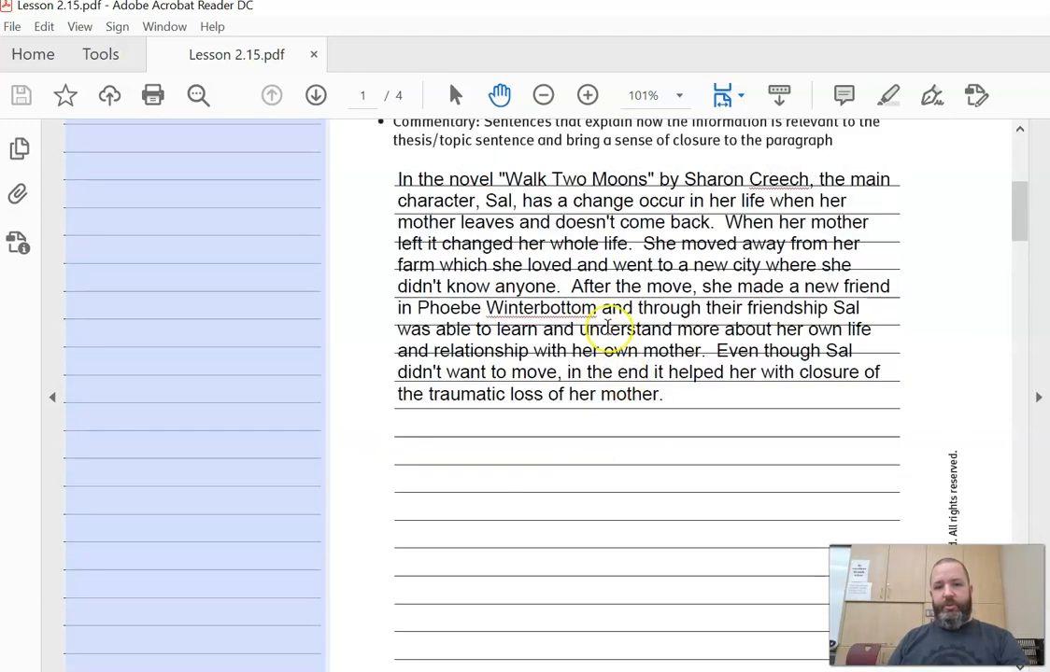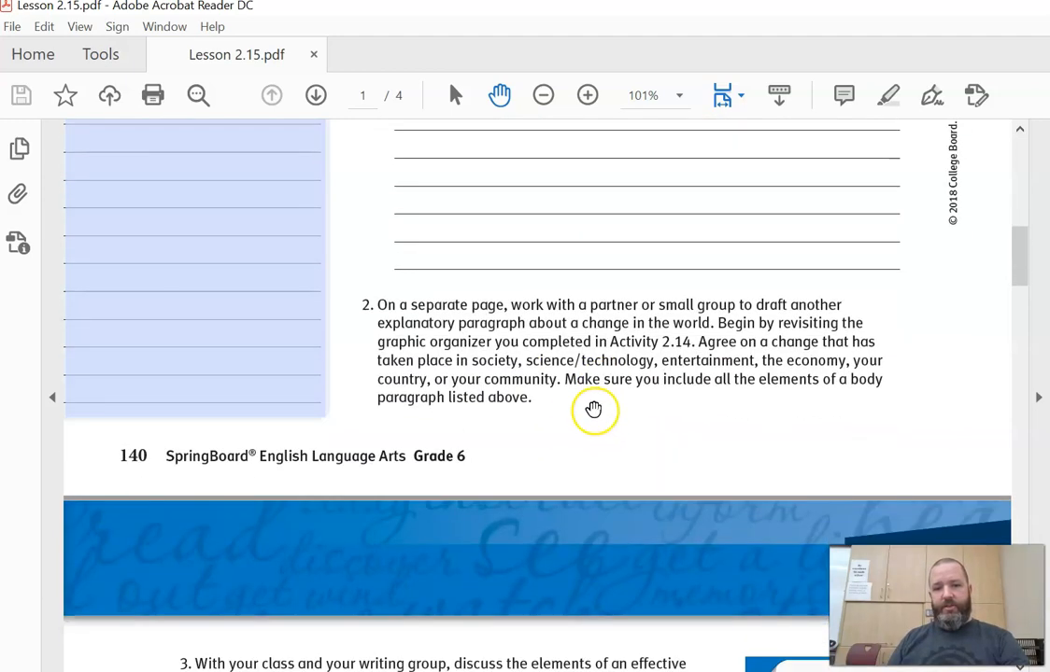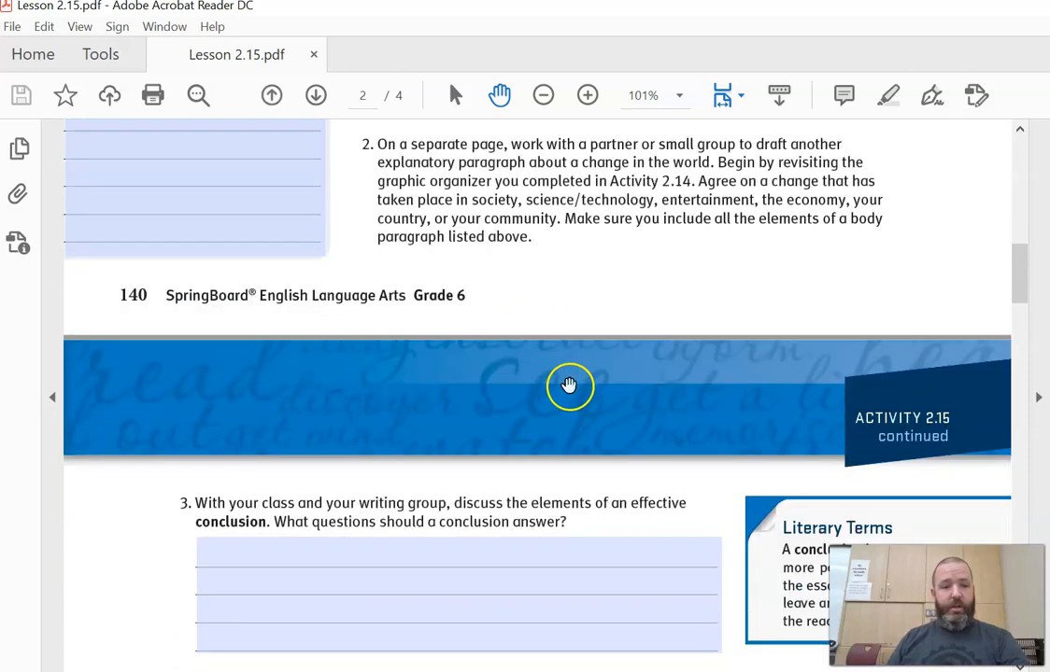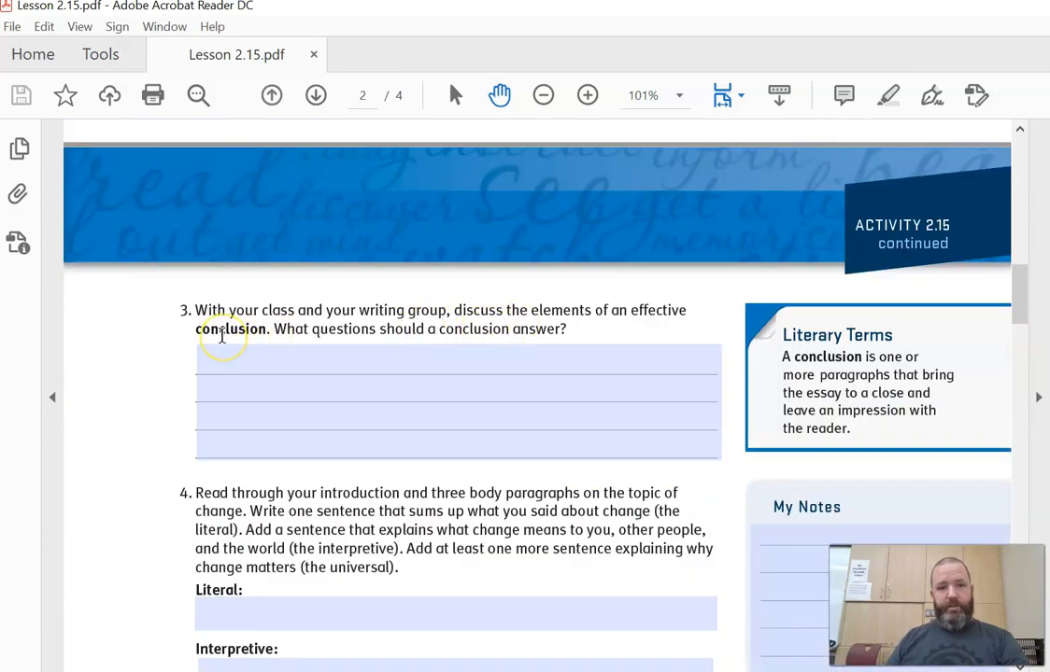So you're going to do a similar thing to this, similar size. This essay is not going to be huge, but each body paragraph should probably be between 5 to 7 sentences. And so that'll be paragraph 4. And here's starting the conclusion. With your class and your writing group, discuss the elements of an effective conclusion. What questions should a conclusion answer? Here's a literary term over here.